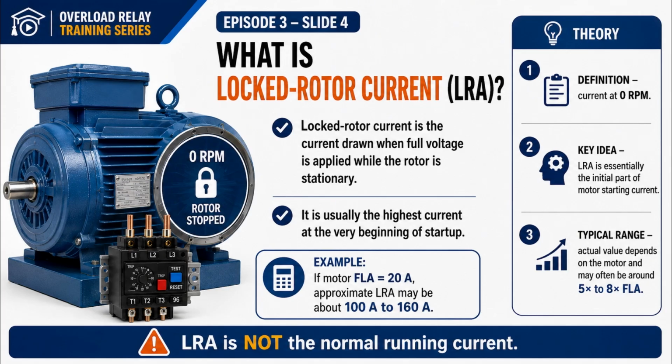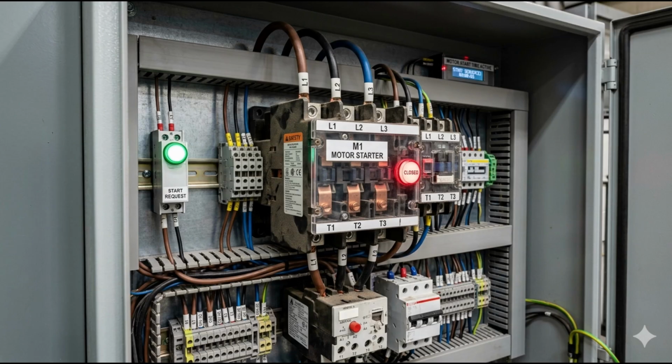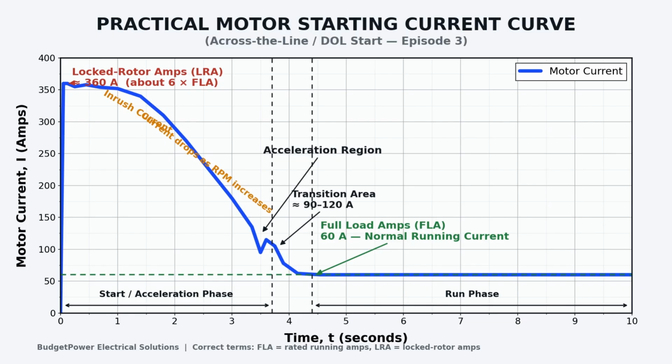Now let's look at what happens at the exact moment the motor starts. When the contactor closes, supply voltage is applied to the motor, but the rotor is still stationary. At that instant, the motor speed is 0 RPM, and the current can rise to a very high value compared with normal running current. This is where locked rotor current, or LRA, becomes important.